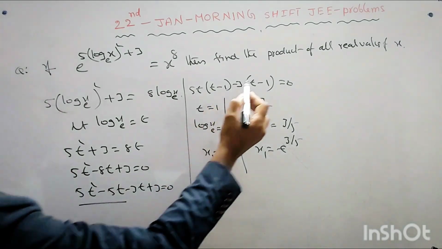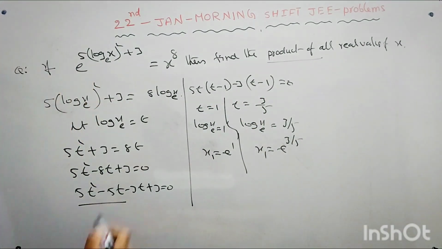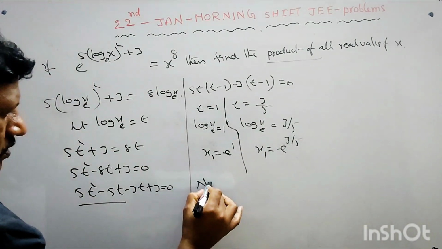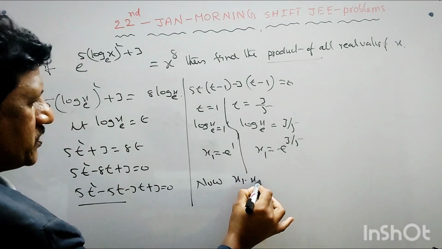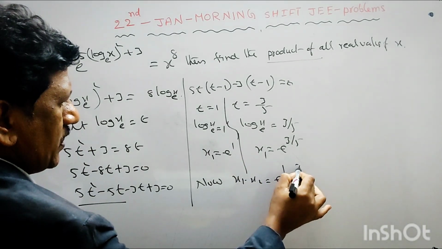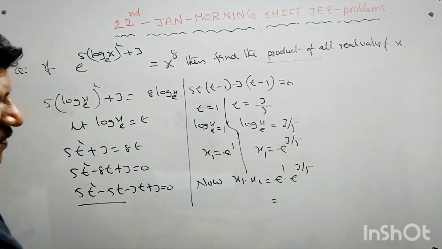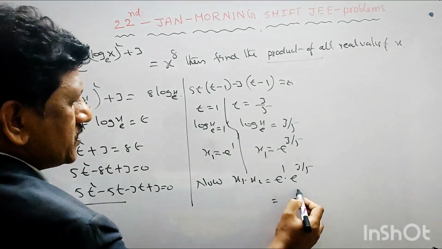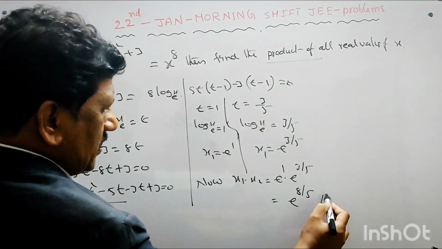They asked the product of roots. Product of roots means x1 into x2. That means e power 1 into e power 3 by 5. Bases are equal, add the powers, then you will get e power 8 by 5. This is the answer.